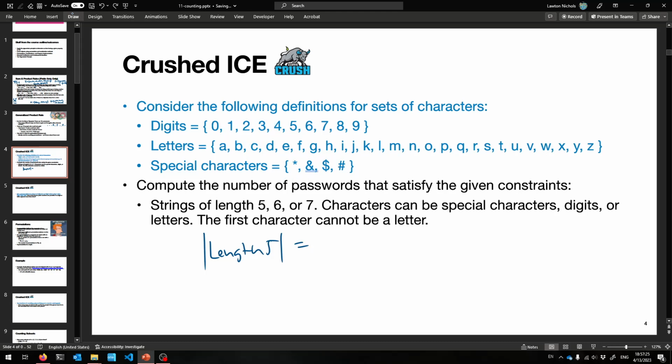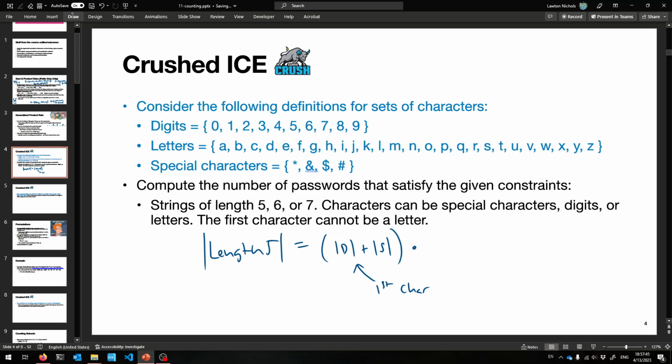And so it's essentially the first character, whatever it is, it's either a digit, so size of D for digits, plus size of S for special characters. So this is how many options you have for the first character, the size of the digits plus the special characters, since you can't use letters. So that's going to be our first character. That's how many we get to choose from.